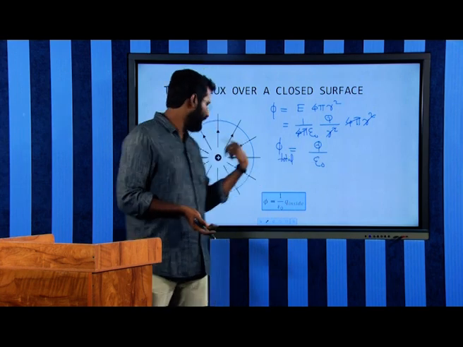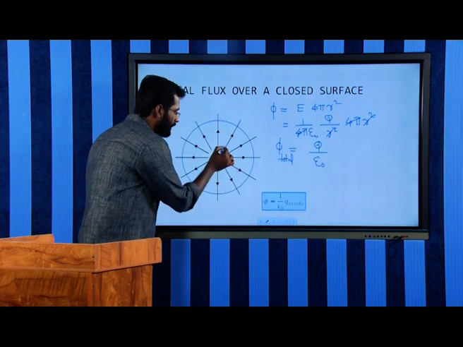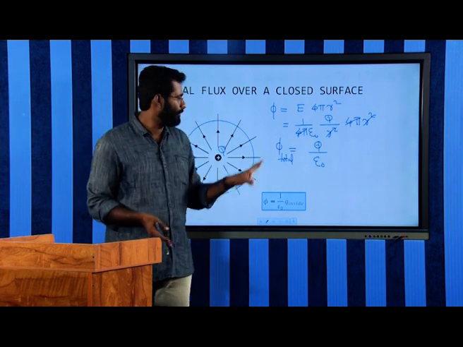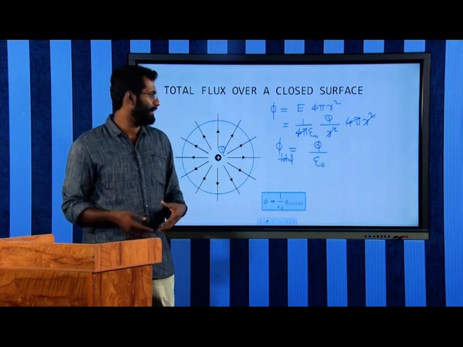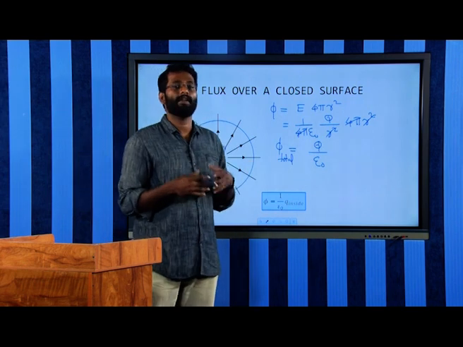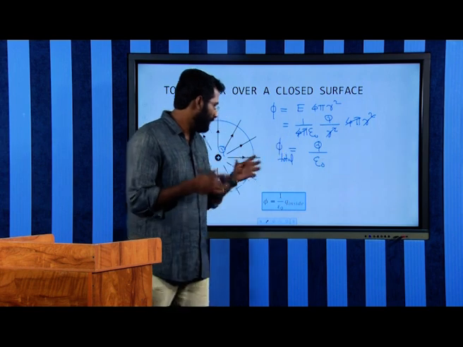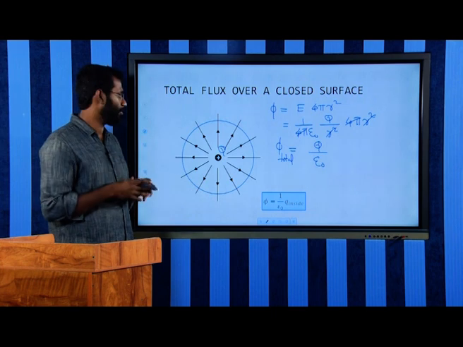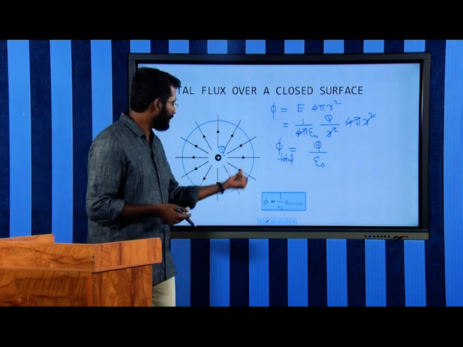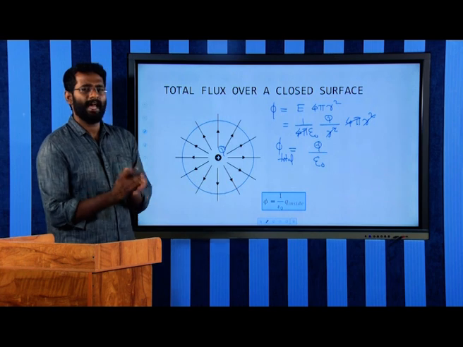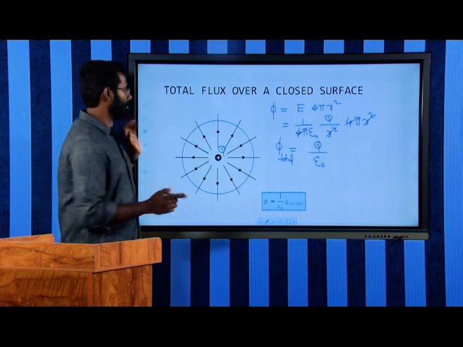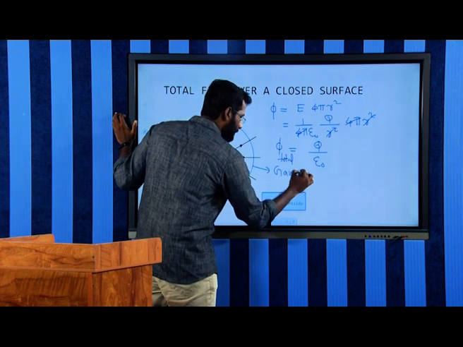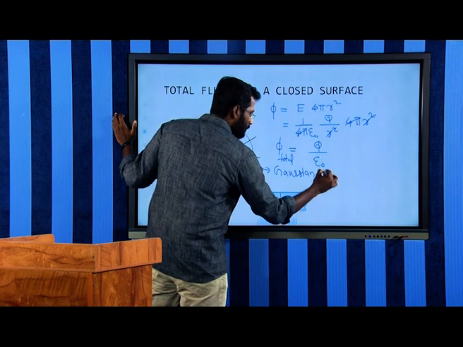And what is this q? That q is the charge enclosed in that. Whatever be the charge inside, that will come here. So we got a new law to find electric flux, and using this we can find electric fields also. This law is called Gauss's law, and Gauss's law states that the flux over a closed surface, and we call that closed surface by a special name, Gaussian surface.